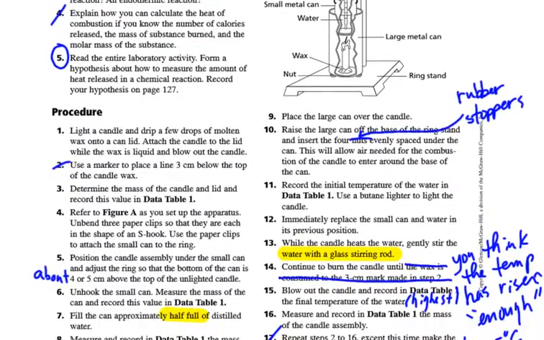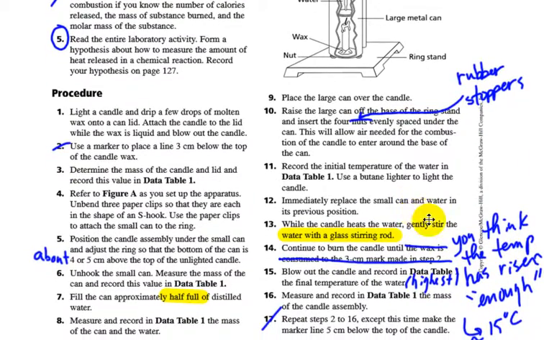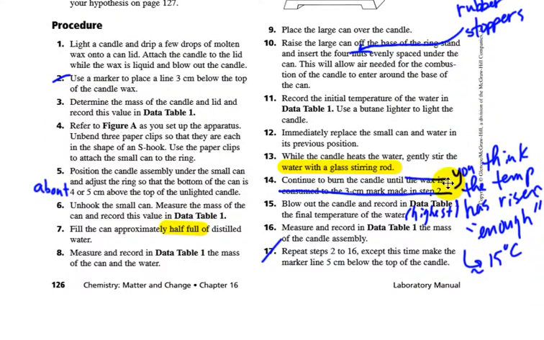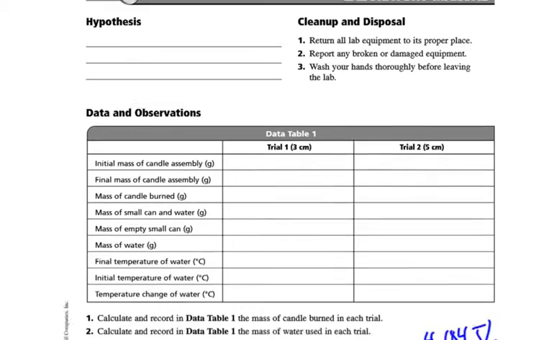And let's see here. Immediately replace the small can of water to its previous position once the candle is lit. While the candle heats up the water, gently stir the water with the glass stirring rod. Continue to burn the candle until you think the temperature has risen enough. Now I'm thinking around 15 degrees or so. So once the temperature has gone up a fair amount, record what that is, and then blow out the candle. Record that final temperature, the highest temperature that you saw. And of course that's going to go over here.